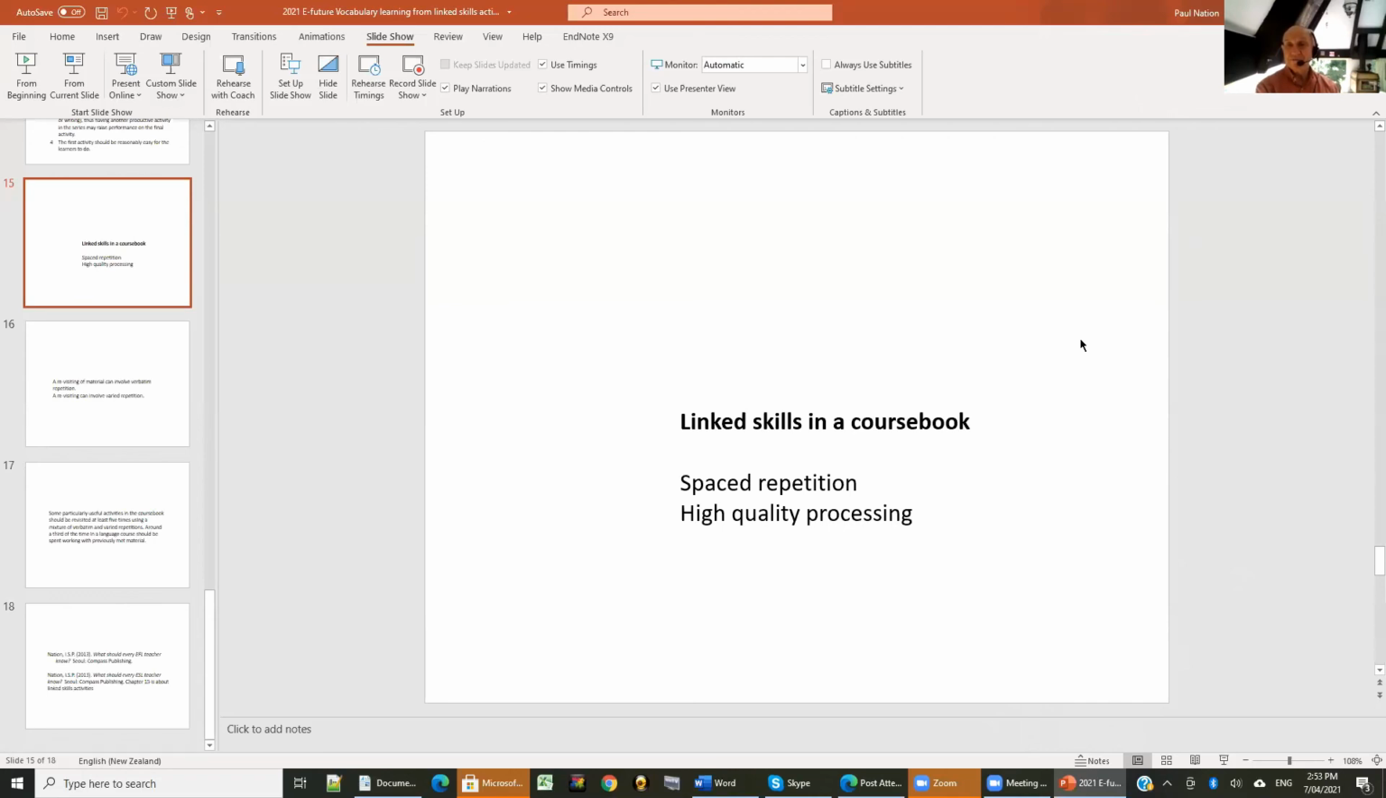Okay, and we'll have one last question here. The comment starts: extensive reading is good for learning vocabulary, but in the classroom, it seems that intensive reading is better, especially when linked skills activities are called for. Is this true?